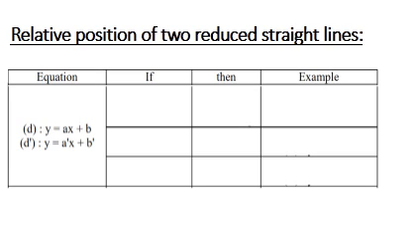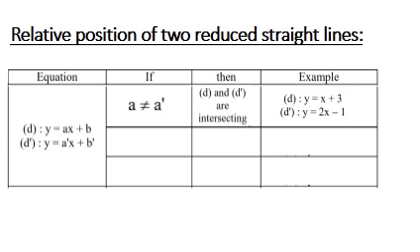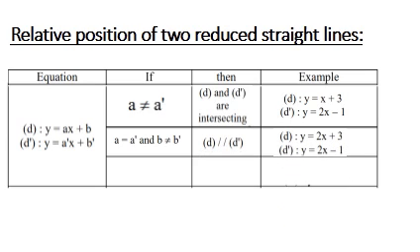Now we are going to discuss the relative position of two reduced straight lines. Suppose I have D, which is y equals ax plus b, and D prime, which is y equals a prime x plus b prime. If a is not equal to a prime, then those two straight lines are intersecting, and this is an example. 1 is not equal to 2, then the two straight lines are intersecting. But if a equals a prime and b is not equal to b prime, then the two straight lines are parallel. As you see in this example, they have the same slope, so definitely they are parallel.